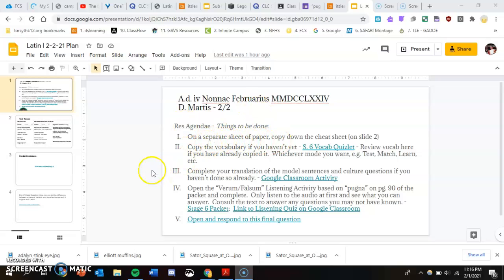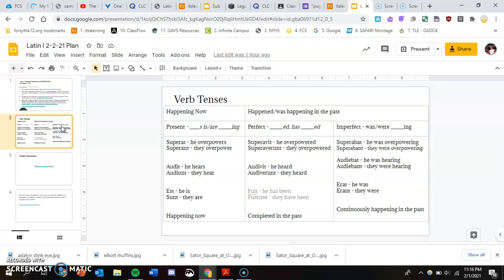Number 1, on a separate sheet of paper, copy down the cheat sheet on slide 2. So go over to slide 2 and either take a picture of this with your phone or write it down. I think it's more helpful if you write it down, but whatever. In this stage, we are learning about different verb tenses. So far, we have actually seen an example of the present tense as well as an example of the perfect tense when we played Clue, and we kept saying necavit for killed.